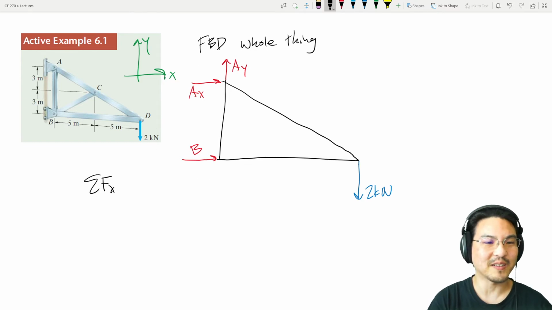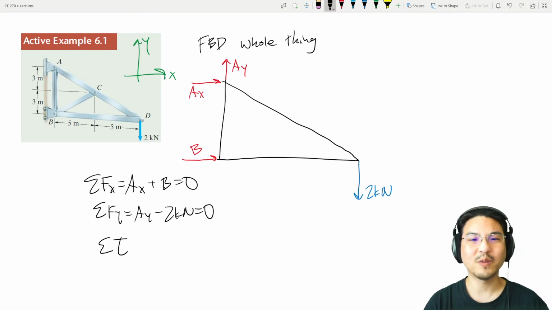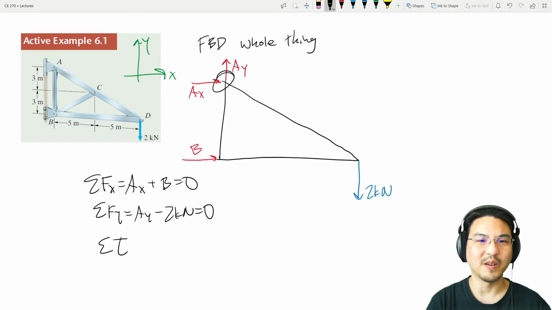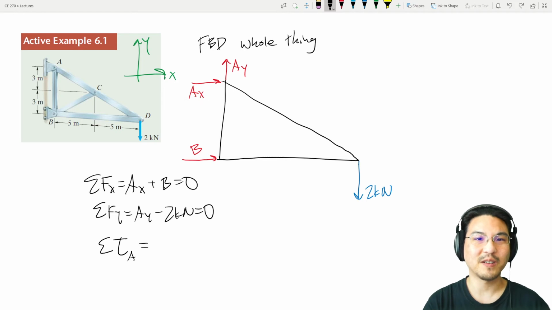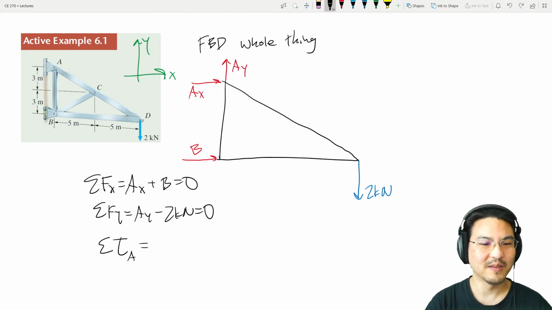Sum of forces in X, sum of forces in Y, and sum of torque about any point I want. Here, here, here, here, wherever you want. I'm just going to say over here. So I'm going to sum the torque about point A. Okay, so about this point, this force doesn't produce any torque. This does not produce any torque. This one does. And the lever arm here is 6 meters.